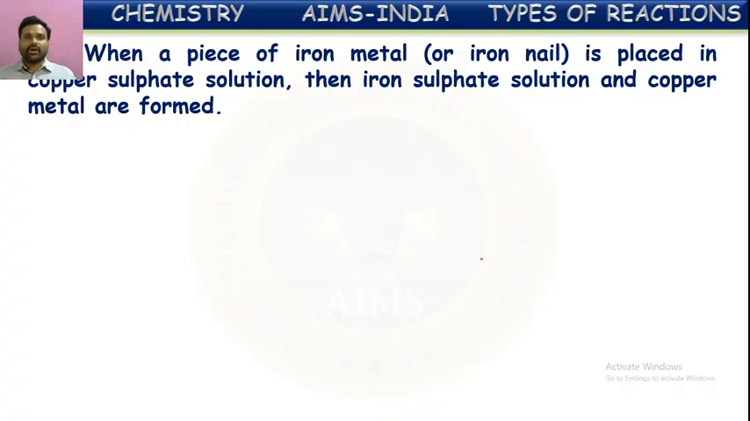One more example. When a piece of iron metal is placed in copper sulfate solution, then iron sulfate solution and copper metal are formed. So what is happening here? Copper sulfate solution is taken. As we know, it is a blue colored solution. When an iron piece, iron rod or iron nail is dropped into this copper sulfate solution, then as iron is more reactive than copper, iron sulfate will be formed, and copper will be kicked out. Copper will be formed as a free metal.